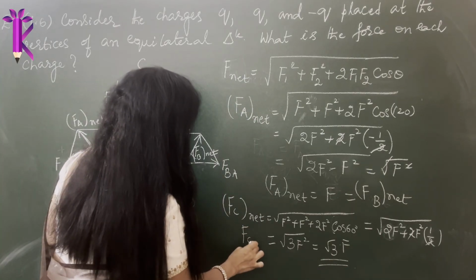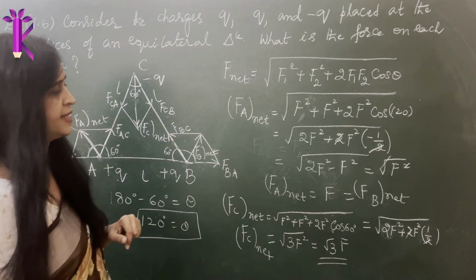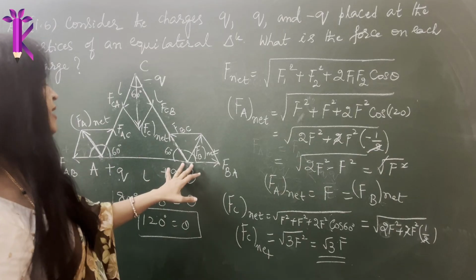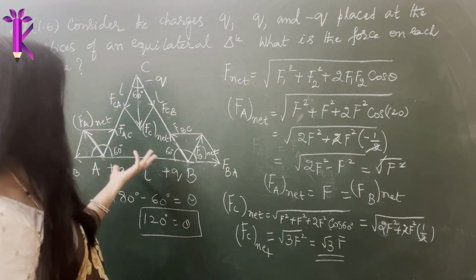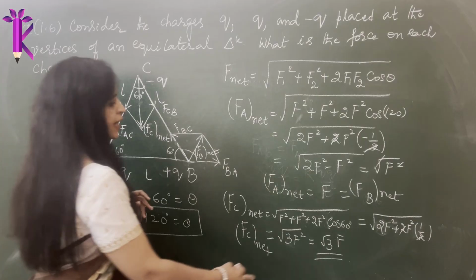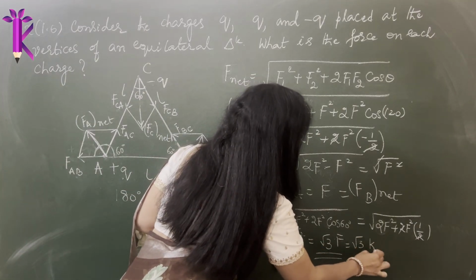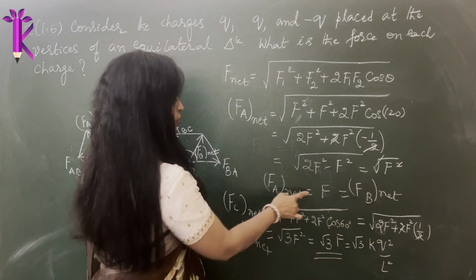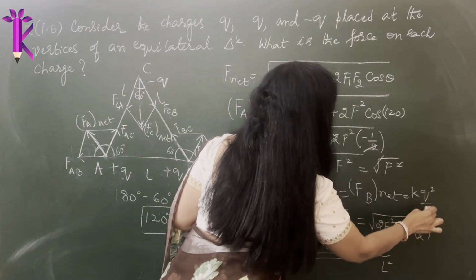So that is the net force on the charge C. It is slightly different compared to these two forces. They experience equal forces, and in fact they get cancelled, as they are the same and acting in different directions. So this is the net force. Now, if you have to find out F, F is K into Q square divided by L square. Here, F is simply equal to K into Q square divided by L square.